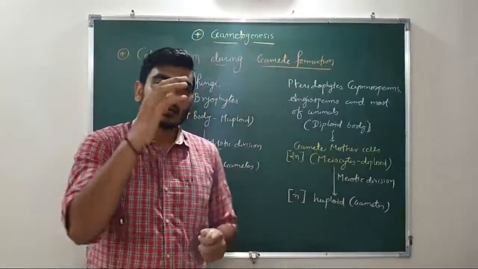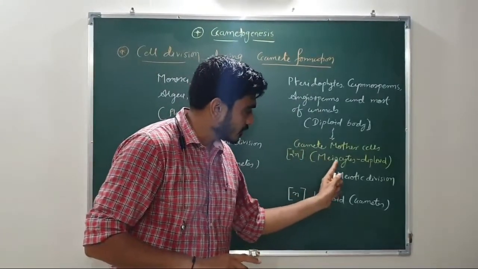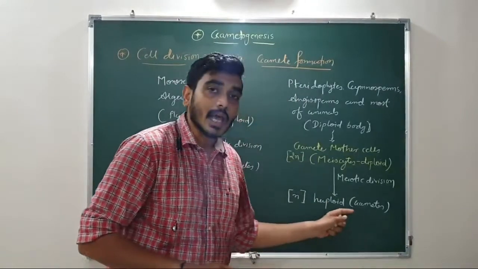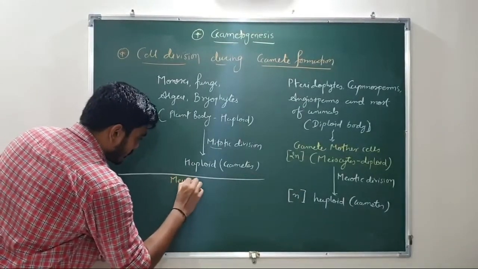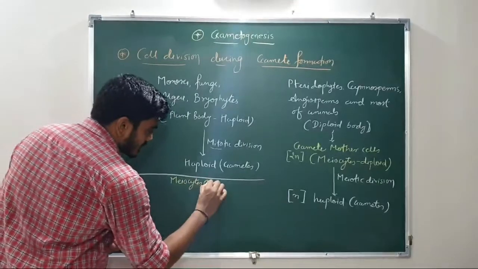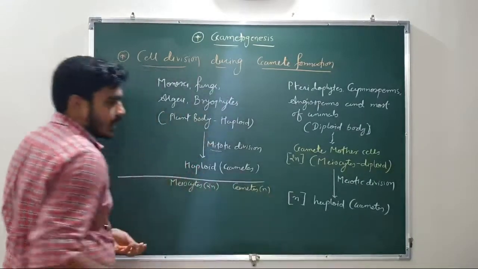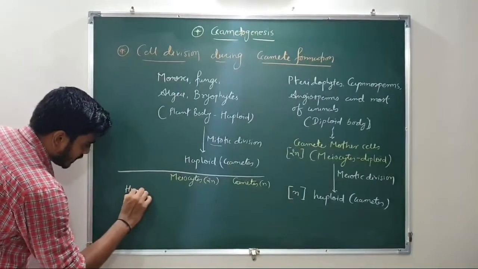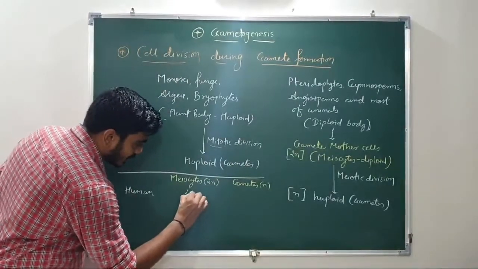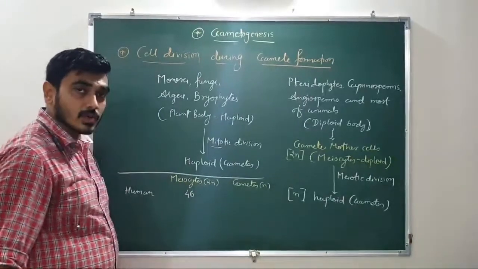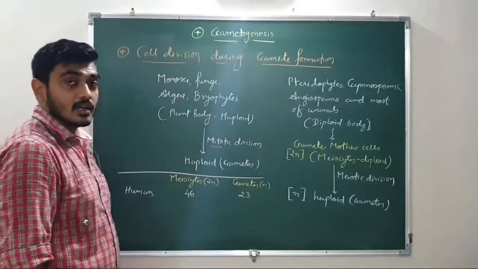Now in the NCERT textbook, some examples of this type of diploid organisms are given, where the number of chromosomes is given for the meiocyte, and we have to find out the number of chromosomes for the haploid gametes. For example, if we write down here the meiocytes, the chromosomes present in meiocyte are represented by 2N, and the gametes are represented by N. Take the first example, human. In human somatic cells, that means diploid cells, the number of chromosomes is 46. So a meiocyte possesses 46 chromosomes, and due to meiotic or reductional division, the gametes bear only half set of chromosomes, that is 23.